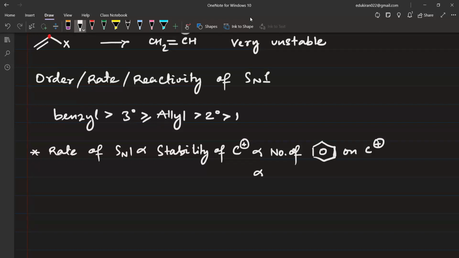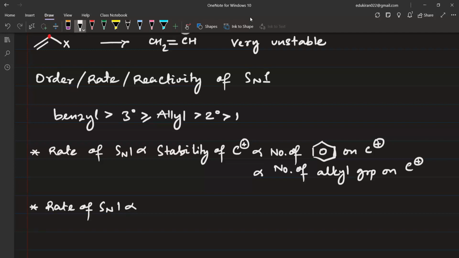And the next thing that we are going to look at is the number of alkyl groups on C plus. Now, I'm going to make it even easier. You don't even have to look at the C plus. You just look at the alpha carbons. So the rate of SN1 is directly proportional to the number of benzene rings on the alpha carbon.